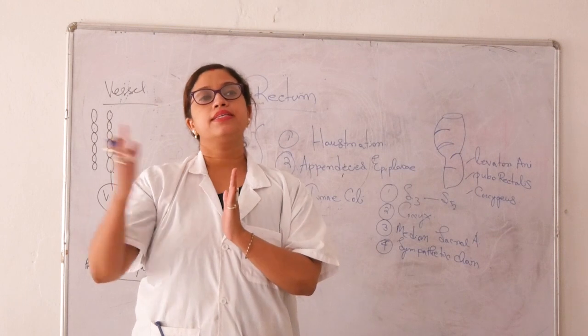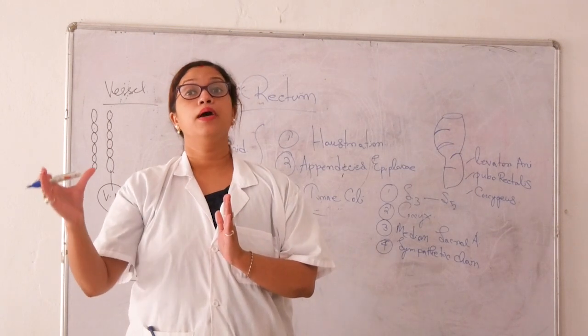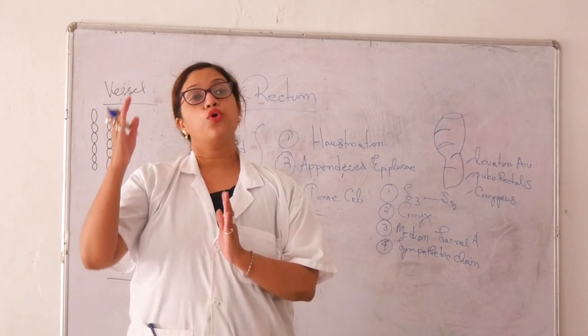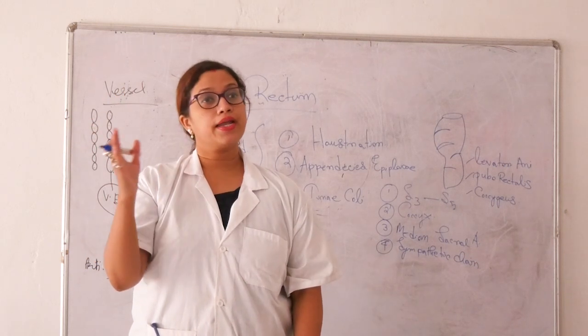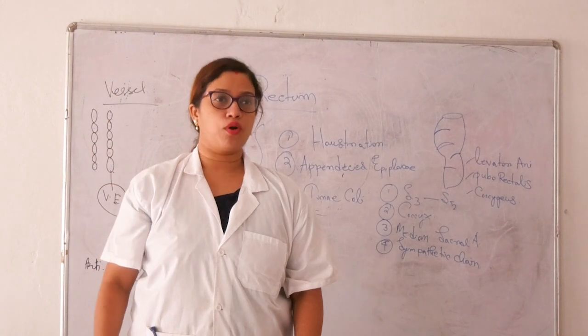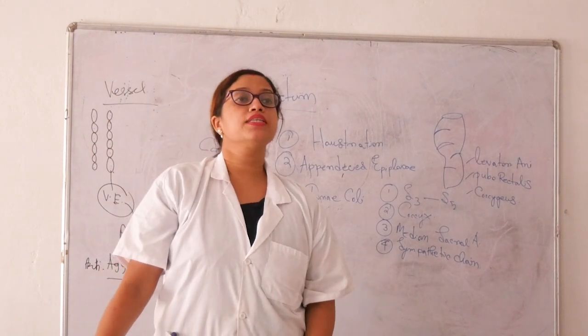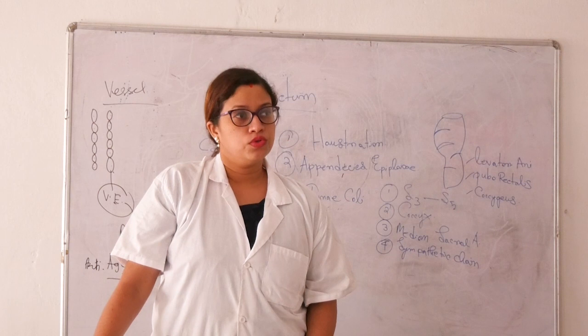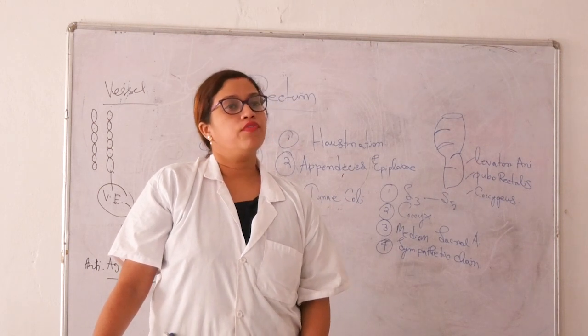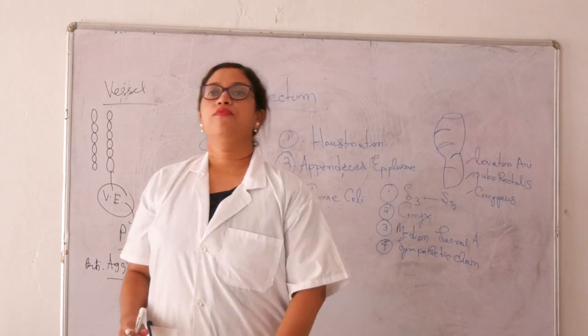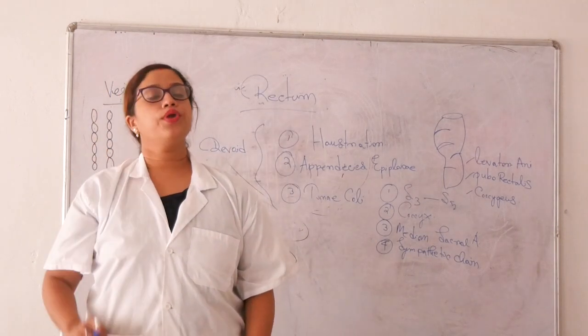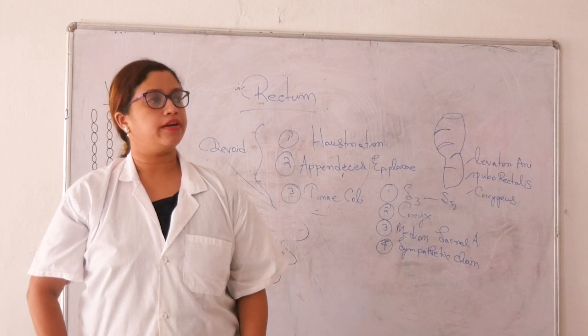Then on this side, which structure is there? Bladder, the urinary bladder. So between the urinary bladder and the uterus, is there any pouch? Again there is a formation of a pouch, known as the uterovesical pouch. Write it down: uterovesical pouch. Vesicle means bladder. Another name for the urinary bladder is vesicle.